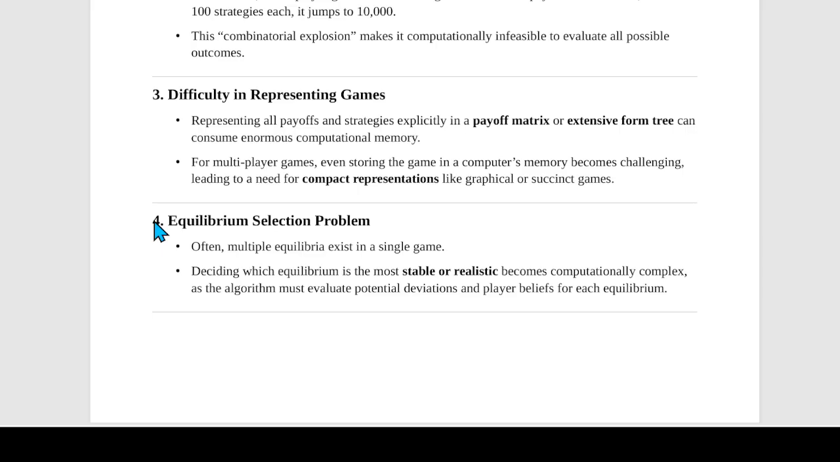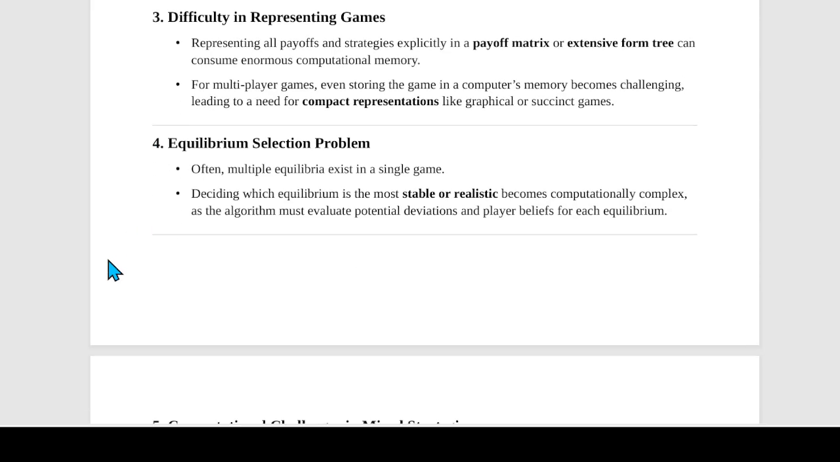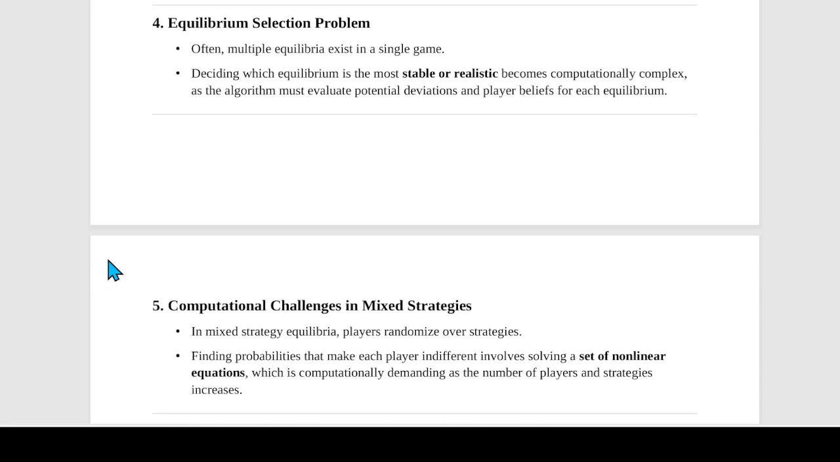Then we have to choose the right equilibrium. Many games have multiple equilibria, right? So which one should be used? That question arises. Then computers must check which is stable, which is reasonable, which avoids unrealistic threats. And this makes it very hard to find a proper singular equilibrium.